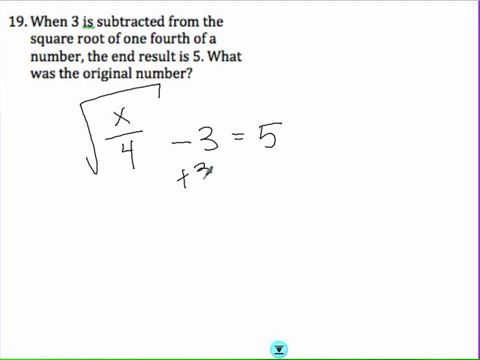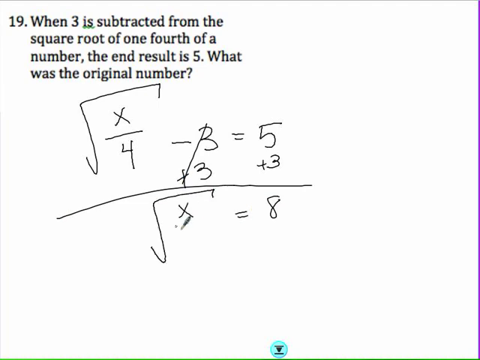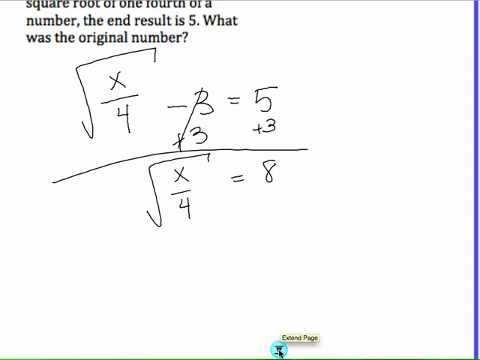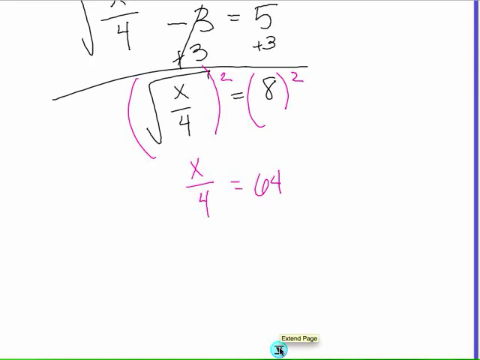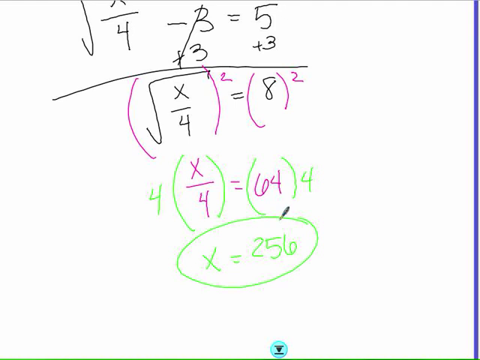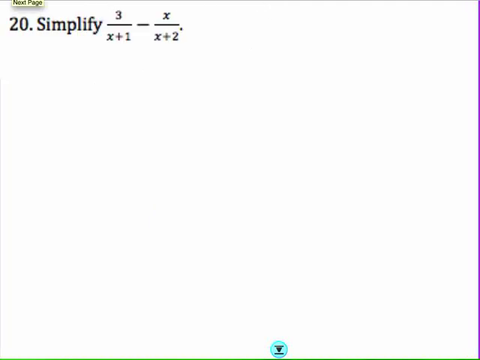From there I can solve. I would add 3 to both sides, so 8 is equal to the square root of x over 4. To get rid of that square root, I'm going to square both sides. So x divided by 4 is equal to 64. Then to get rid of this fraction, I'm going to multiply everything by 4. So x should equal 256. That's a gigantic number. You can plug that into the original equation and see if that's what you get. It should be correct.